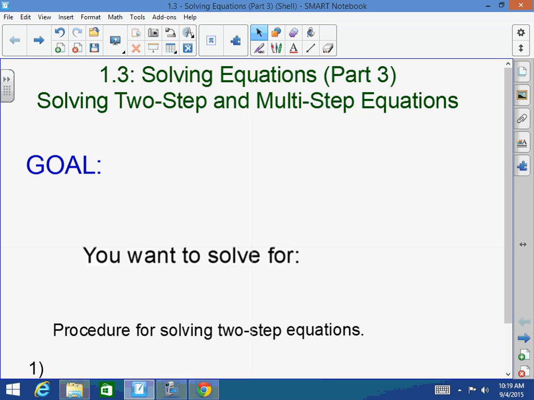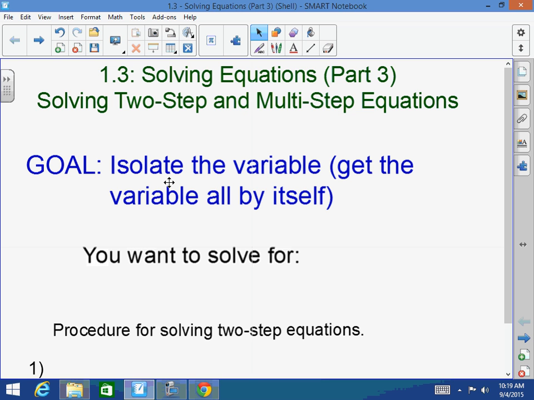Today we're going to talk about and learn how to solve two-step and multi-step equations, okay? We already learned single-step equations, and we had a great lesson on that. We're going to start with two-step equations, and not to be sarcastic, but it's two steps, so it's pretty simple.